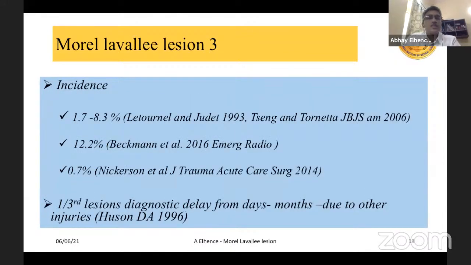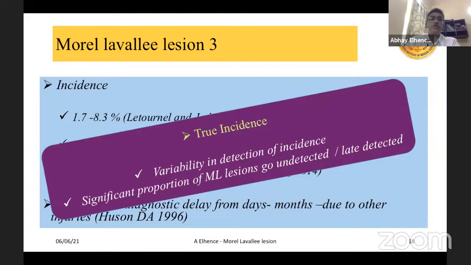So what is the incidence of these injuries? Various literature has published different figures, and the actual incidence, as described by various authors, varies from 0.7 to 12.5%. But the problem is that almost 33% of these patients will have a diagnostic delay, sometimes even non-recognition of the Morel-Lavallée lesion as important. And this delay can vary from hours to days to even months and to non-recognition, which brings us to the correct statement of incidence, which is that the true incidence of a Morel-Lavallée lesion is not exactly known.